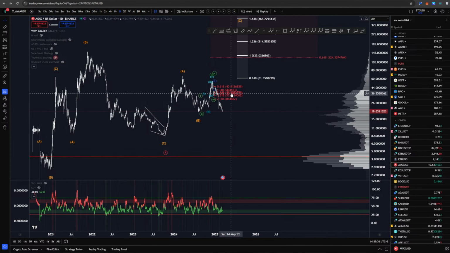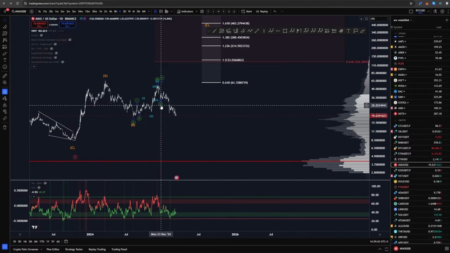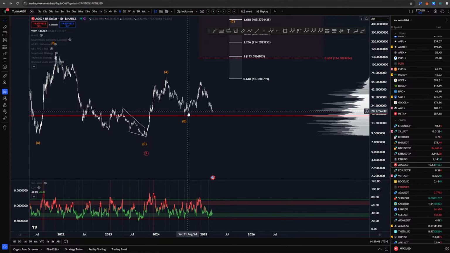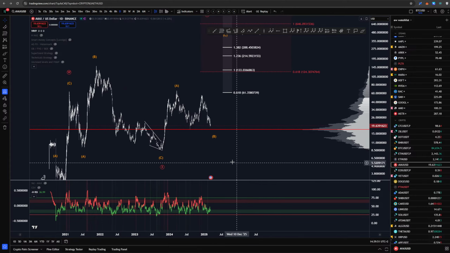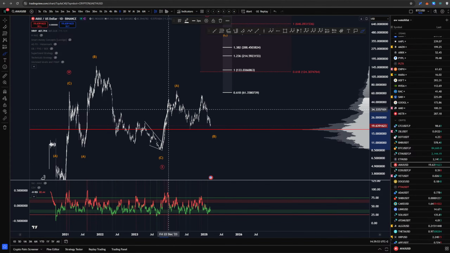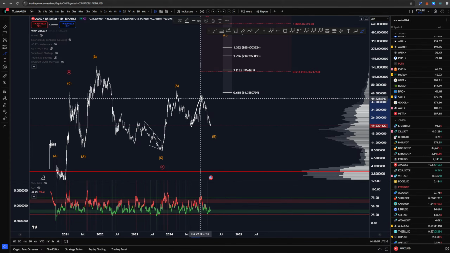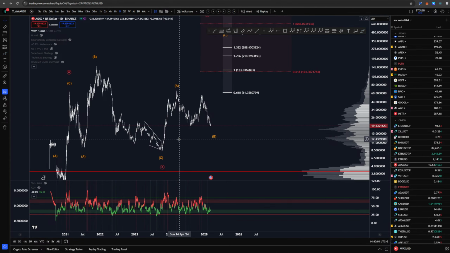AVAX is not really looking too hot. This kind of looks like 5 down. We never got that 5th wave up. It still has the possibility of being a 1-2, or even an A, B, and C, where this would be a 1-2. As long as we hold this one, all fine.